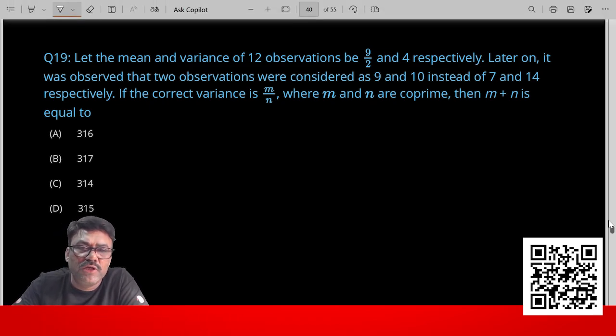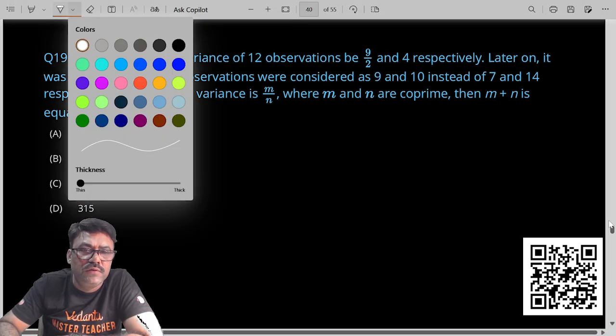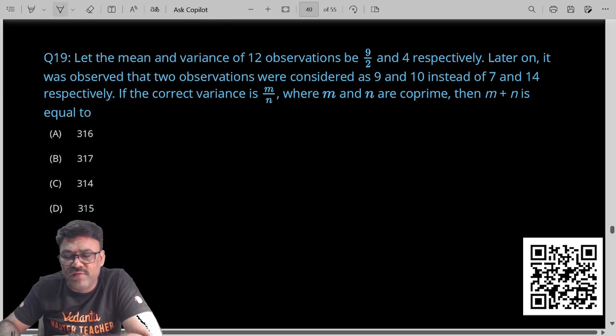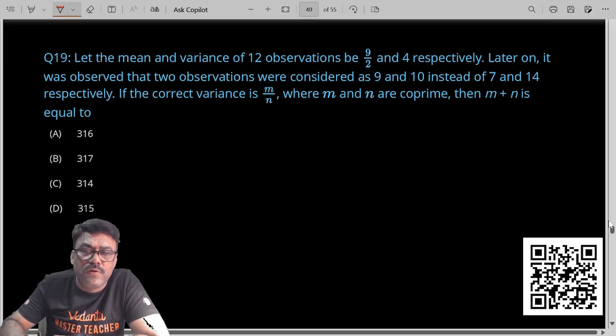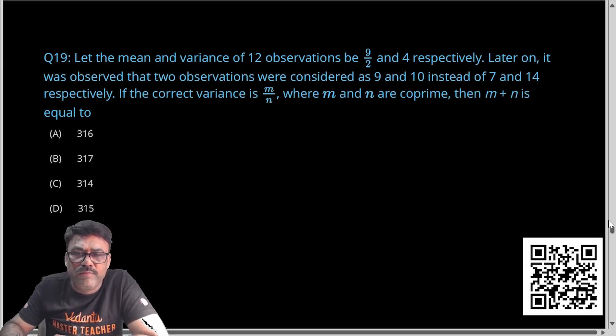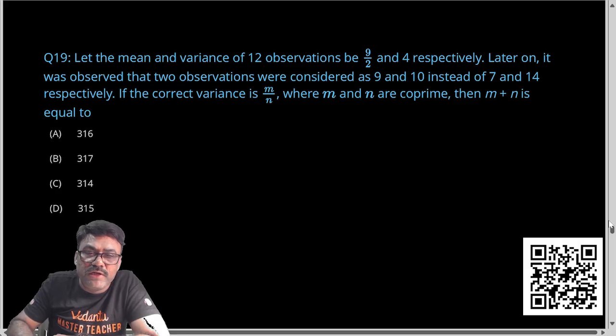So basically two types of data here. First, see the original mean and variance, meaning the wrong mean and variance. So originally the mean is what? 9/2. So the mean will be, I'm writing the original data first.